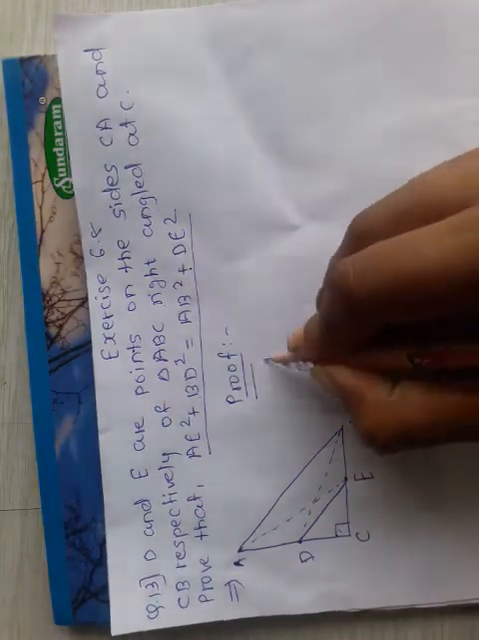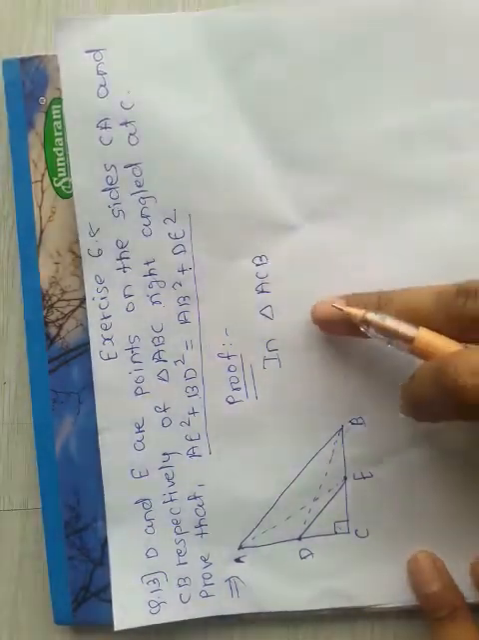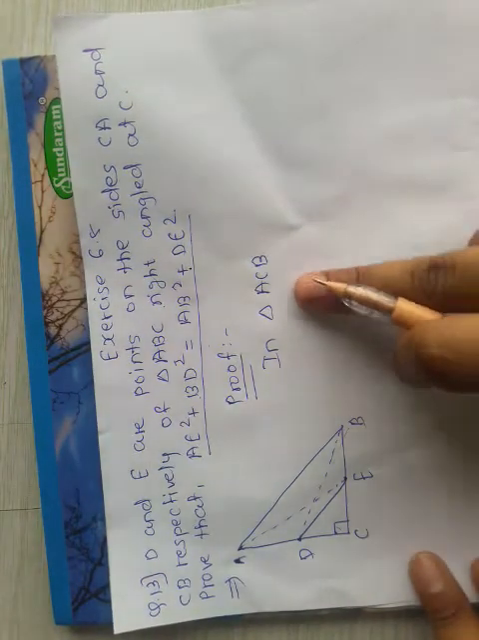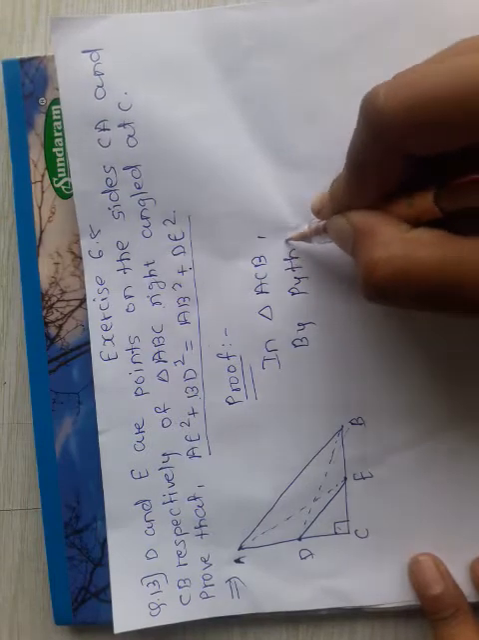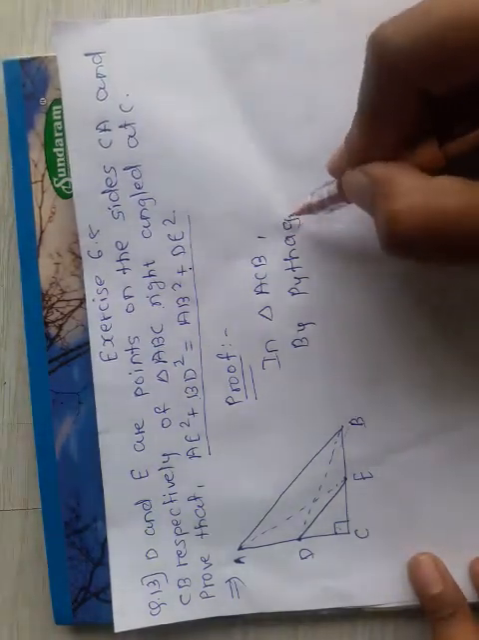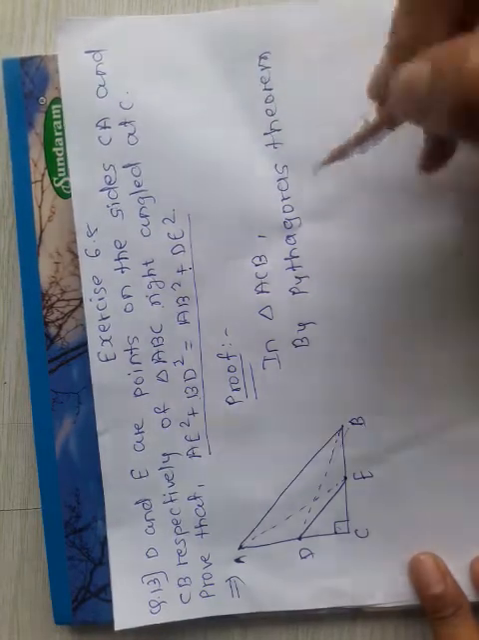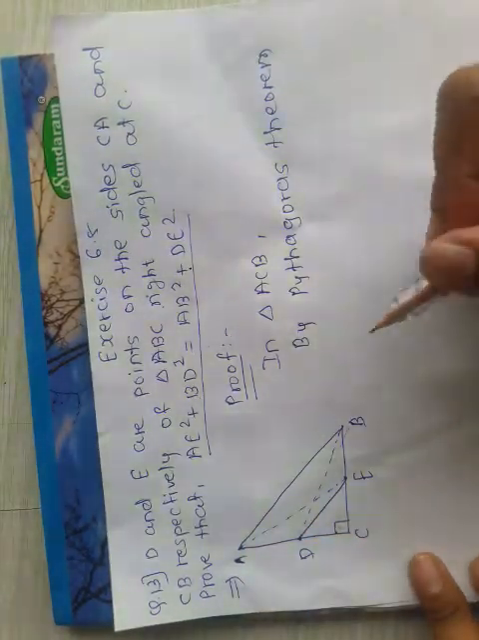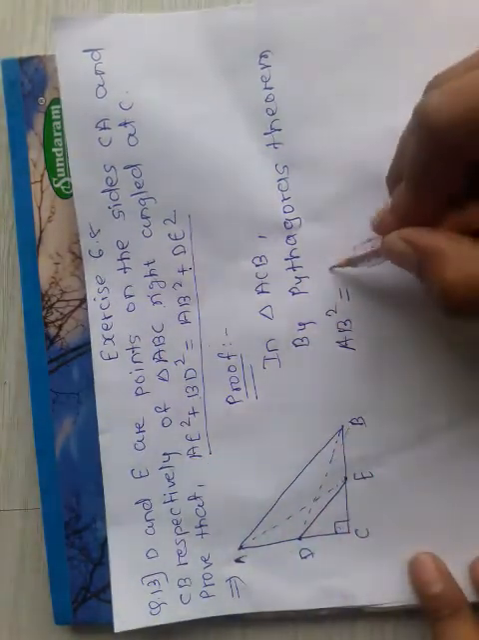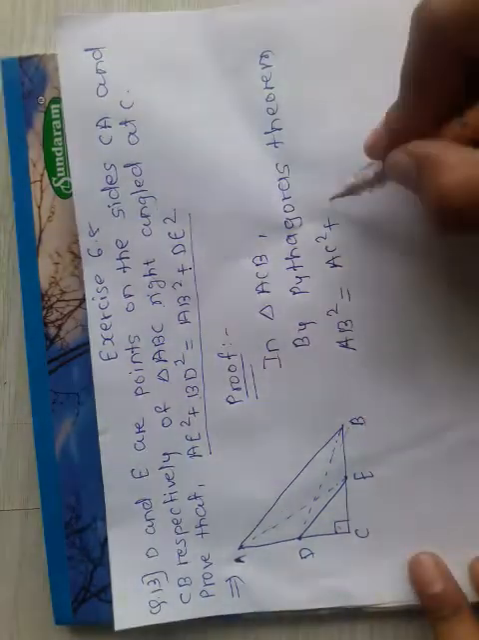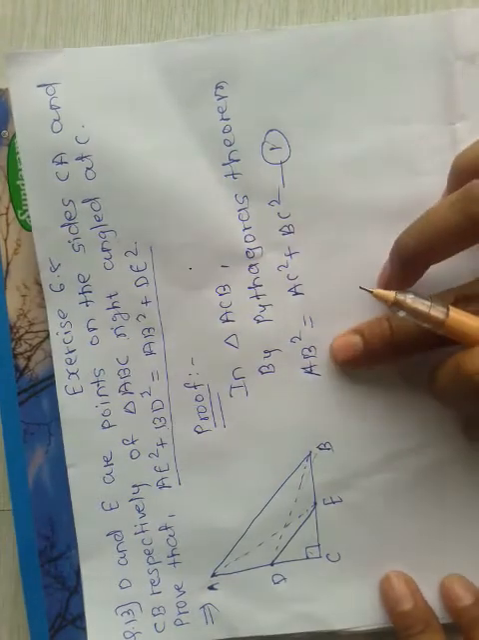So write down, in triangle ACB, we can write ACB because angle C is 90 degrees. So in triangle ACB, by Pythagoras theorem, we get hypotenuse square, that means AB square, is equal to one side square, AC square, plus the other side square, BC square. This is our equation number 1. So from this equation 1 we get AB square.